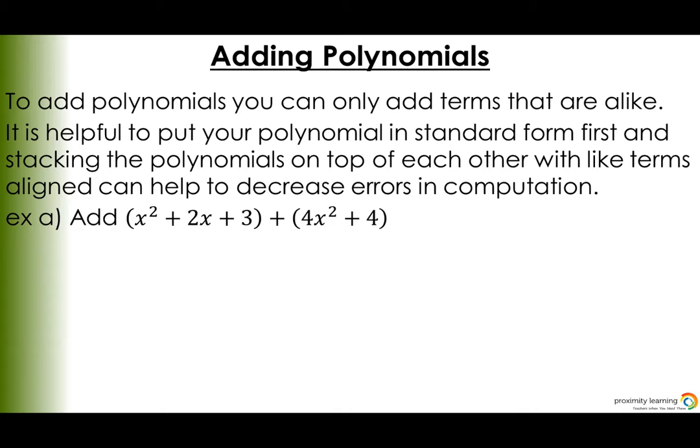We're going to add x squared plus 2x plus 3 to 4x squared plus 4. So what we need to do is identify the like terms and add those. If there's no like terms and it's just a solo term by itself, guess what? It gets carried down in the final answer. We don't have to worry about any addition at all. That's it. So we're going to take a look at the example here.